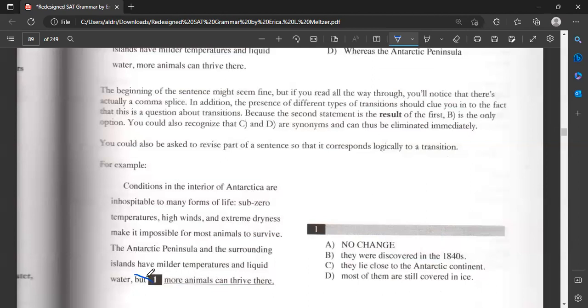Because we know, oh, sorry, we're not erasing this. We are looking at what's being underlined. Okay, "but more animals can thrive there." Let's start with, I can't remember who said it was B, but let's start on that part. Why would you think it's B? Do you think... okay, no, let me not put words in your mouth. Why would you think the answer would be B in this case?